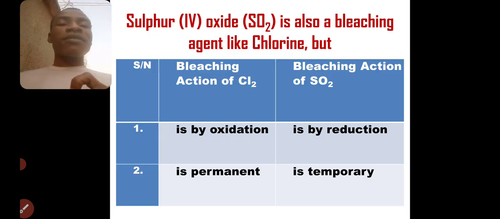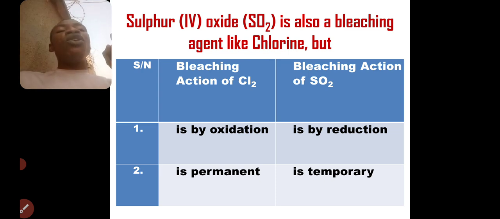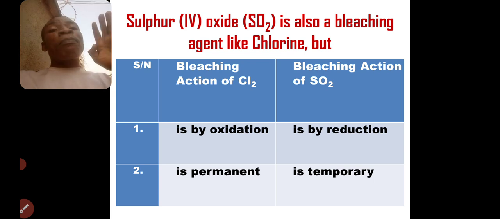Apart from chlorine, one other gas acts as a bleaching agent. The gas is sulphur 4 oxide. Sulphur 4 oxide also bleaches just like chlorine, but there are differences in the bleaching action of the two gases. For example, chlorine bleaches by oxidation, whereas SO2, that's sulphur 4 oxide, bleaches by reduction. Number two, chlorine's bleaching action is permanent. When chlorine bleaches you, you are bleached forever.